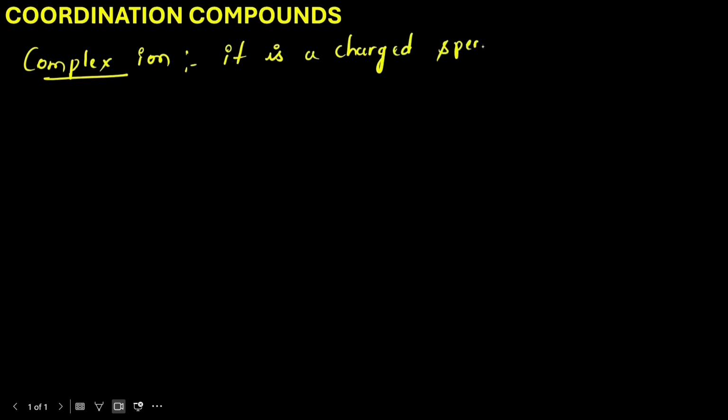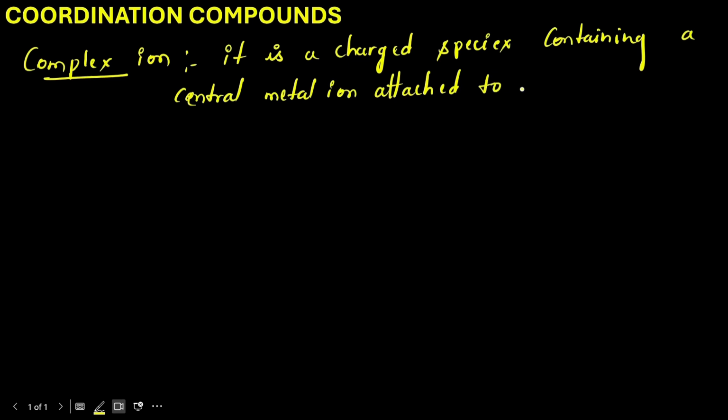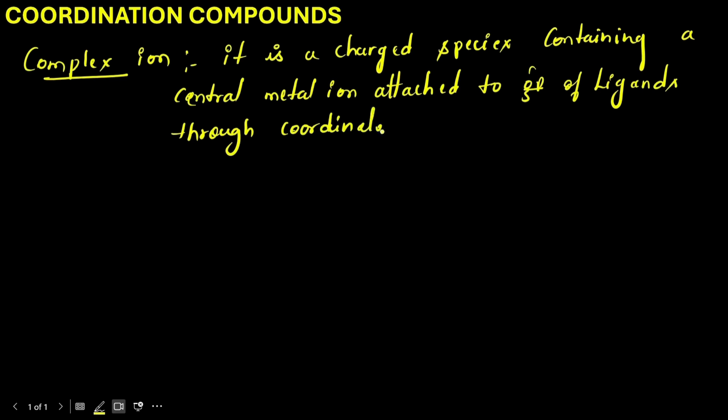Now we will see what a complex ion is. A complex ion is a charged species containing a central metal ion attached to a group of ligands through coordinate bonds. This is nothing but a complex ion.